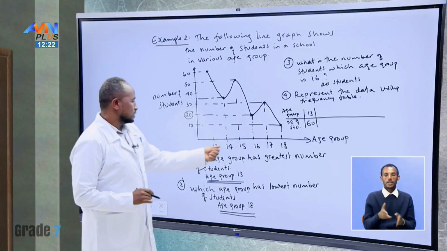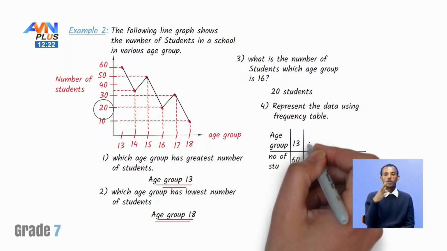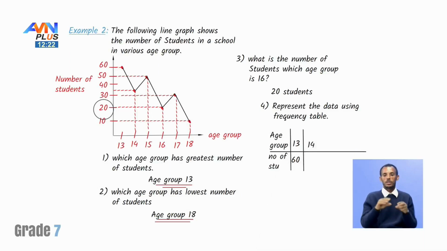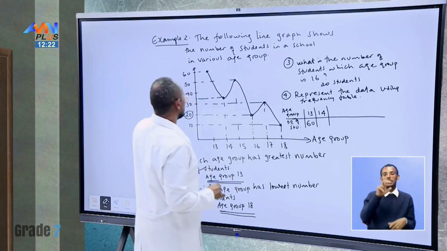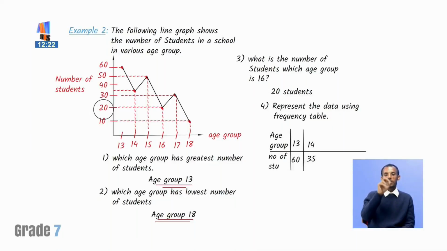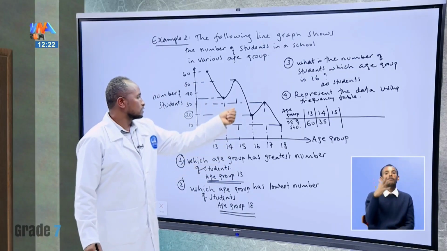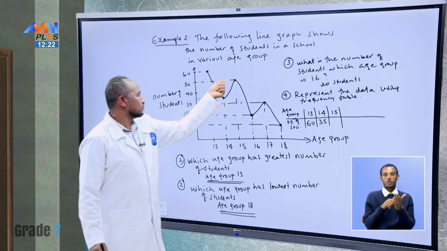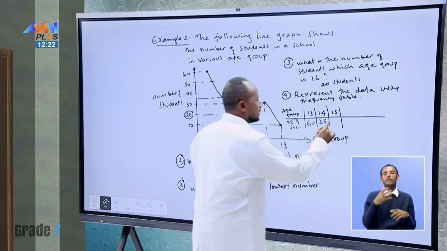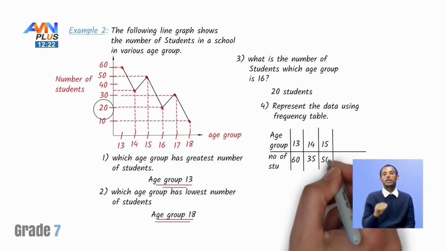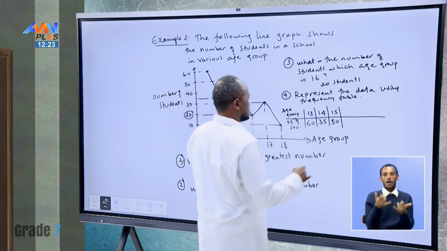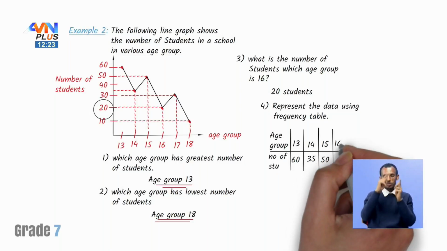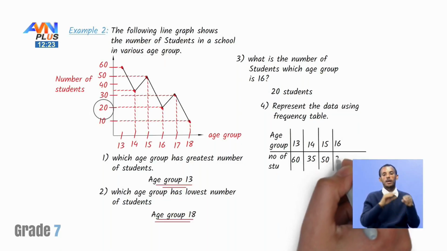Now let's proceed to this one, 14. The number of students whose age group is 14 is this point. You move to left, you have 35. Between 30 and 40, 35. Okay, the number of students whose age group is 15. Age group 15, just move up, stop on the line graph and move horizontally, 50. Therefore, the number of students whose age group is 15 is 50. Okay, now next, age group 16. The number of students whose age group is 16 is 20.